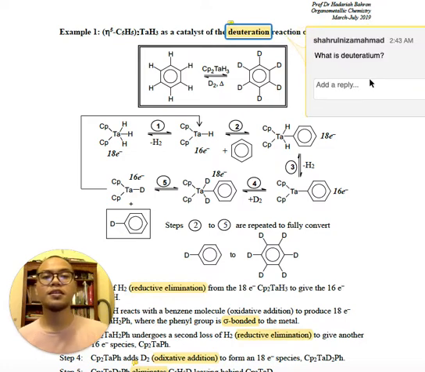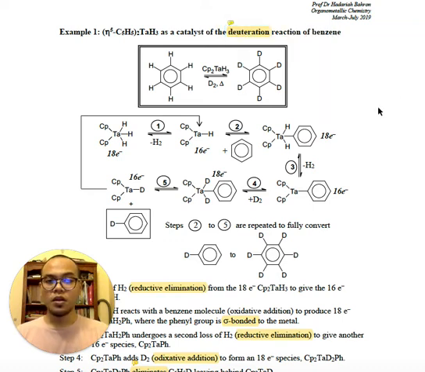Deuterium. Sorry, it is wrongly spelled. So the whole process is actually deuteration. We are adding deuterium into the benzene. So from benzene with 6 hydrogens, we want to replace all the hydrogens with deuterium. Okay, so we have tantalum here.